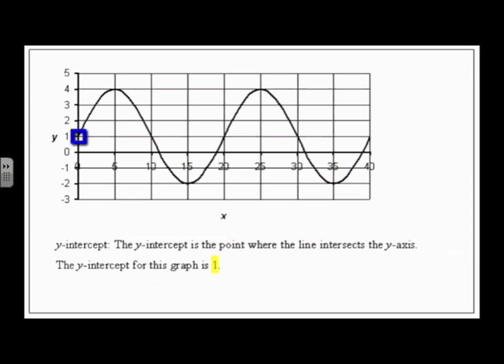We're then asked to find the y-intercept. Well, the y-intercept is the point where the line intersects the y-axis. We can see that that occurs for a y value of 1. So we simply say our y-intercept is 1.